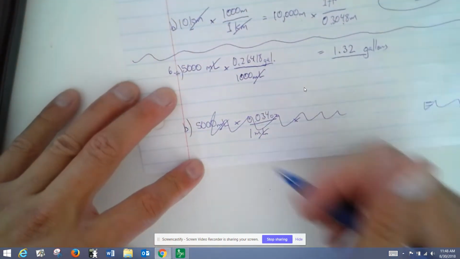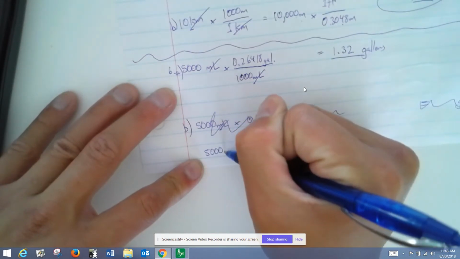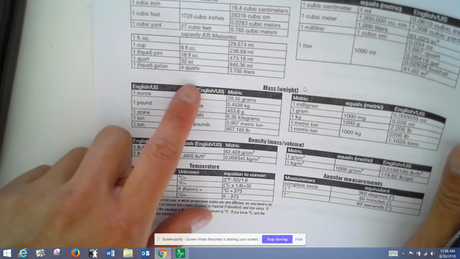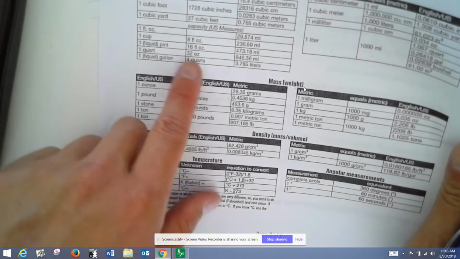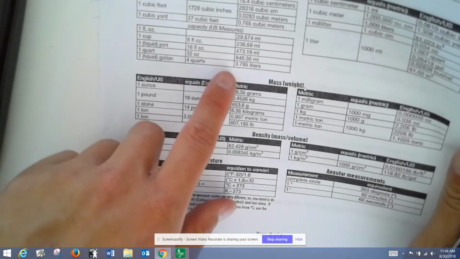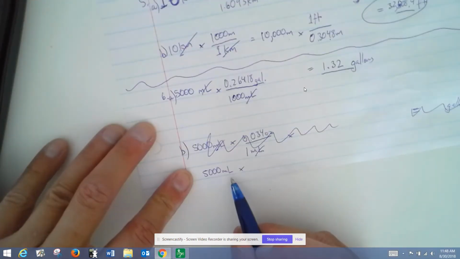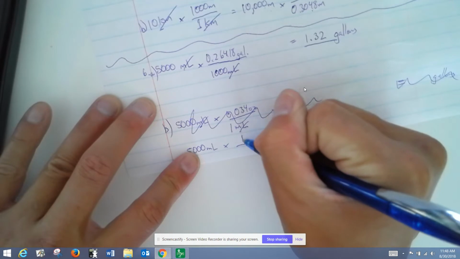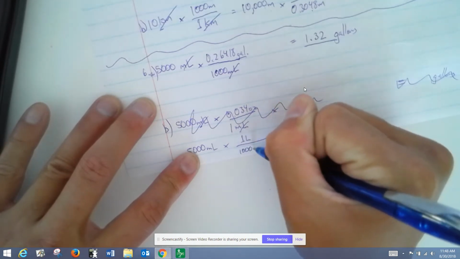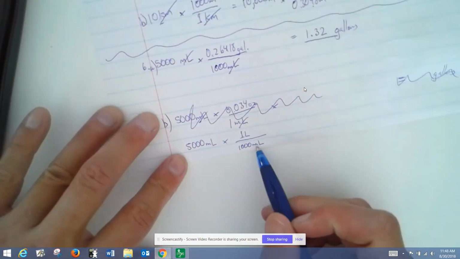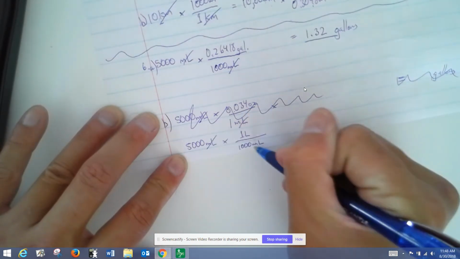Let's go 5,000 milliliters. I do see this. For every 1 gallon, you have 3.785 liters. So I can convert milliliters back to just regular liters. I know that for every 1 liter, there's 1,000 milliliters. If you don't know where I got that from, it's right here. For every 1 liter, there's 1,000 milliliters. So these will cancel out. And then I can go from liters now.